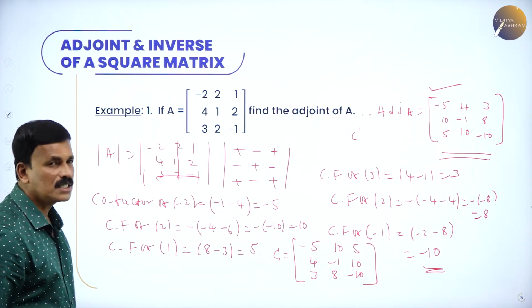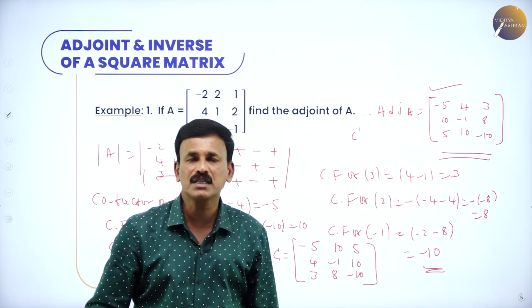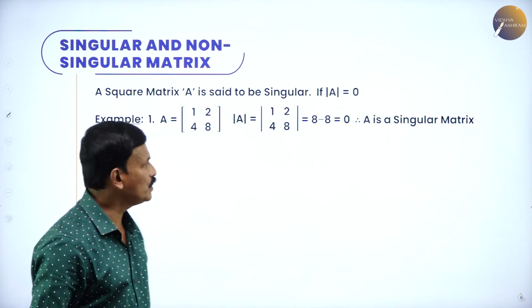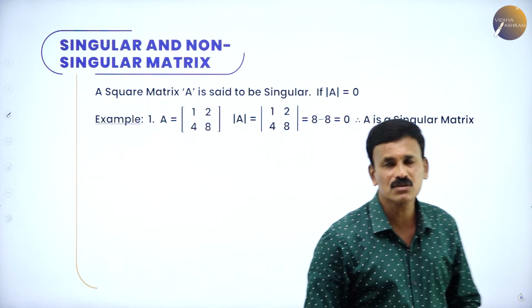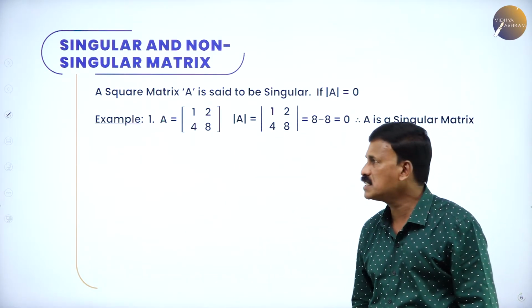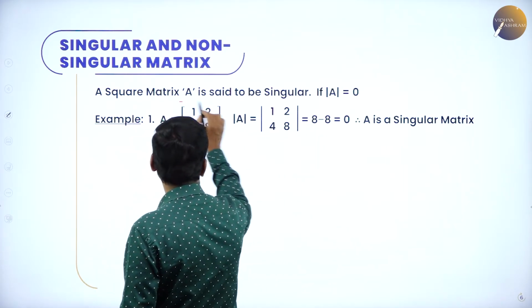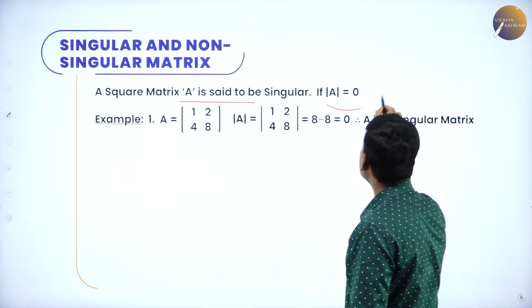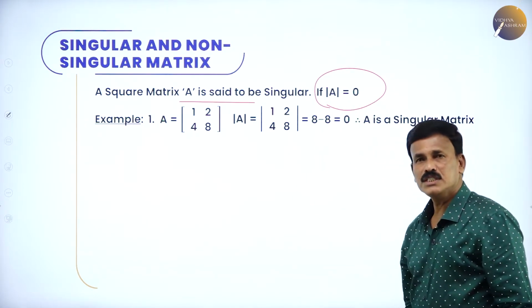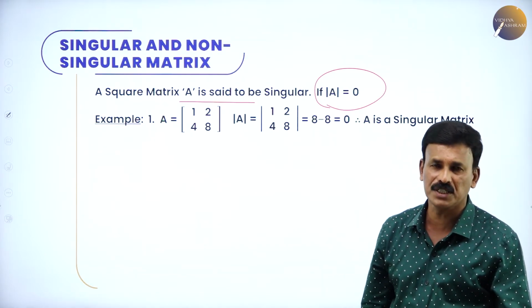Now let us discuss the next concept regarding singular and non-singular matrices. When is a matrix said to be singular, and when is a matrix said to be non-singular? Singular means a square matrix. First of all, it is a square matrix. A square matrix A is said to be singular if the determinant of A is equal to 0. If the determinant of A is equal to 0, then it is called a singular matrix.